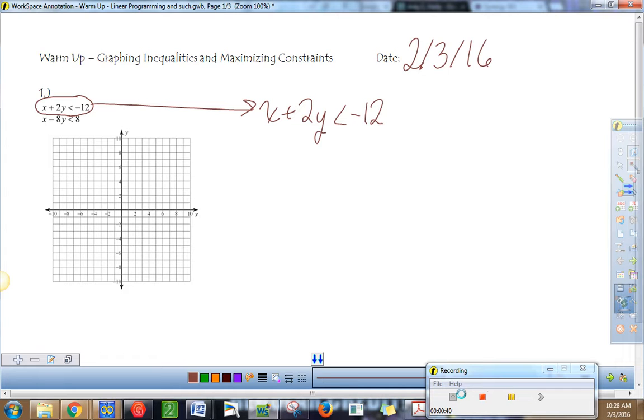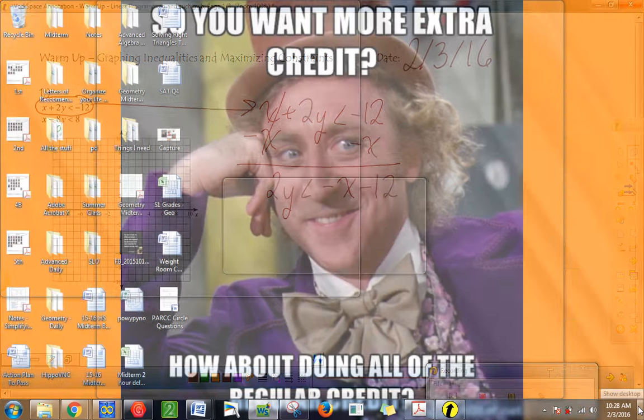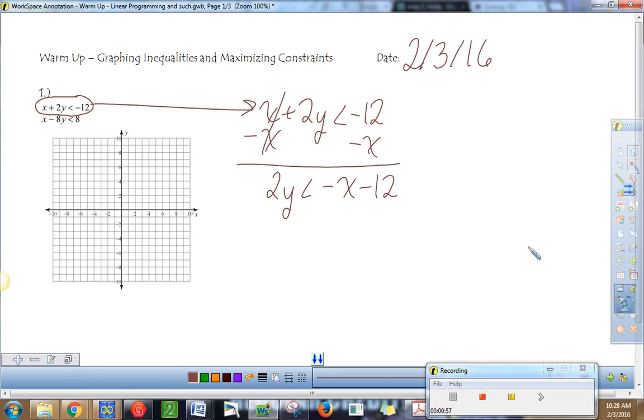We want to make this y by itself, right? We want to isolate y. So we gotta subtract the x over. Right? That guy goes away. 2y is less than. We have a negative x and a negative 12. And then what? Divide each piece, yep, by 2, which will knock that guy out. So we've got y is less than negative 1/2 x, if that makes your life a little easier, minus 6.